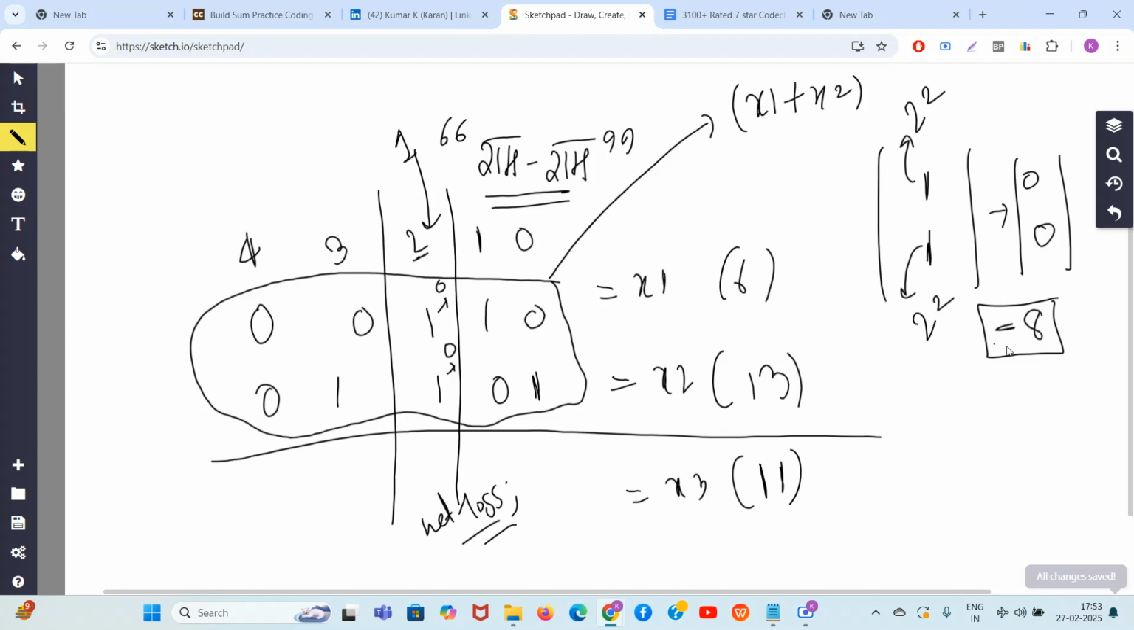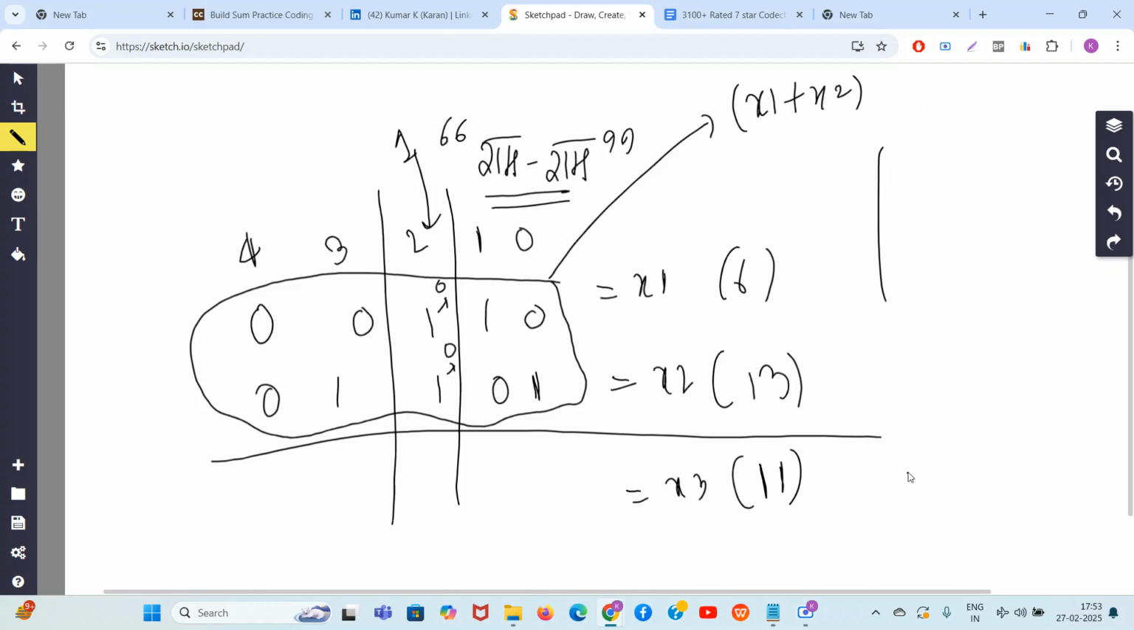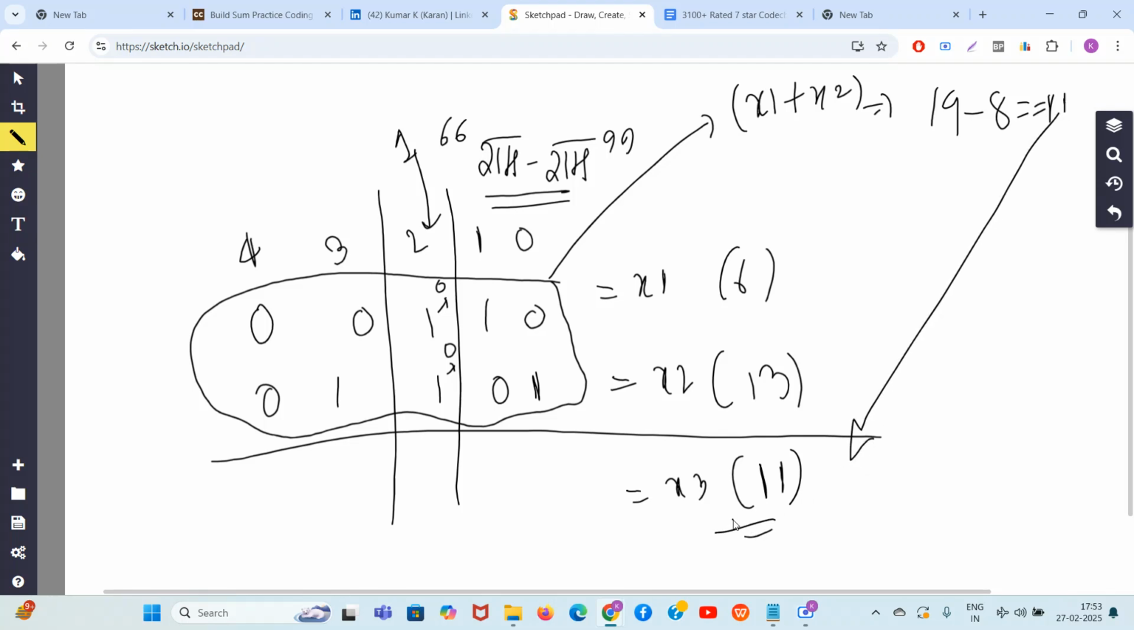So a loss of -8 is possible. So basically in 6 plus 13, you can do -8 if you want. So what is 6 plus 13? 6 plus 13 is 19. You can do -8. If you do -8, it will become 11. Oh my god, we reached our goal. How to make it 11?